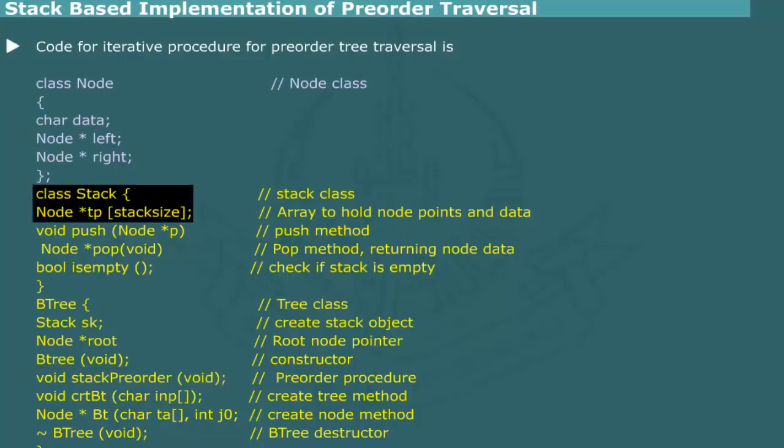Stack class utilizes an array of node objects to hold node data and pointer addresses. It contains push and pop method for storing and returning node data from stack. Code for the stack preorder method in the B-tree class is given in the demonstration.